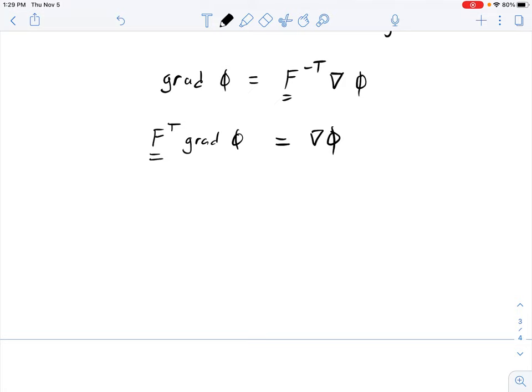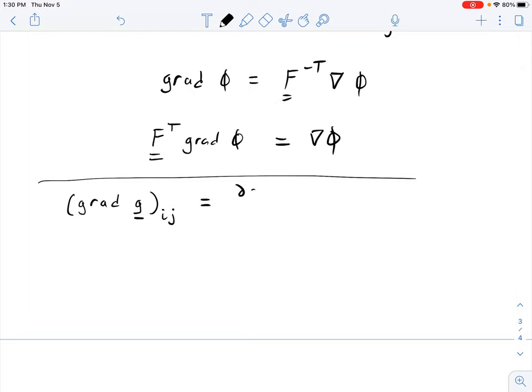All right, we can do the same thing with a vector field. So let's say we want to look at the ijth component of the spatial or deformed configuration gradient of a vector field G. Well, this is equal to the partial of g_i with respect to x_j, where x is the coordinate in the deformed configuration. And so we can use the chain rule again. Got to go for the k here, since we're already using the j.